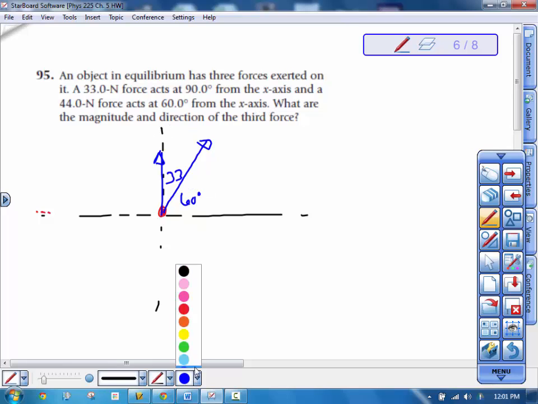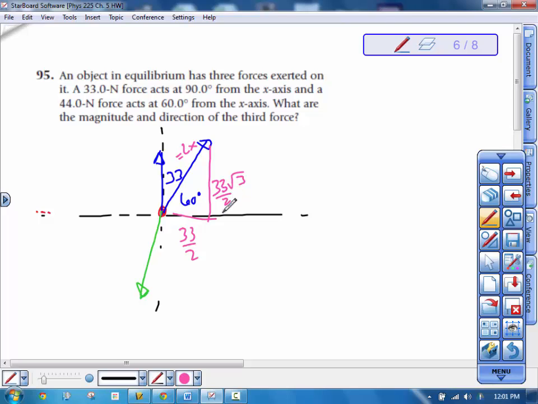So the third force is obviously going to have to be back somewhat this way. And we need to find out what that is. So what we're going to do is we're going to add these two together. I'm going to make this one in component form. So I'm going to switch this into an x and y coordinate. Now, I'm going to use special right triangles just because I think it's a little quicker. If I call this 2x, this would be x, and this would be x square root of 3. So basically, I can just take 33 divided by 2 to find this one. And this one's 33 divided by 2 times the square root of 3, if you remember your special right triangles.